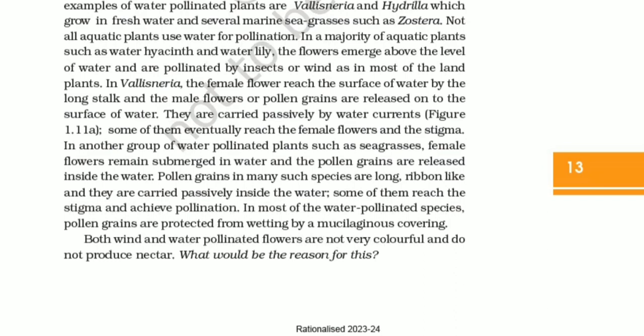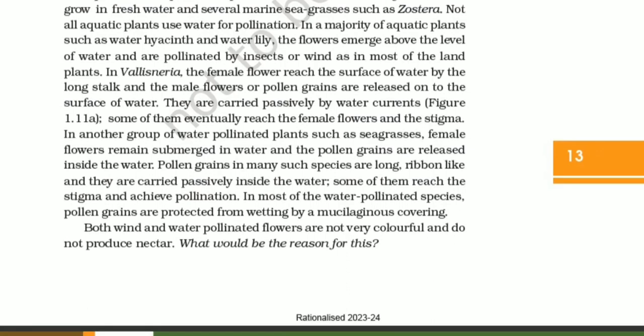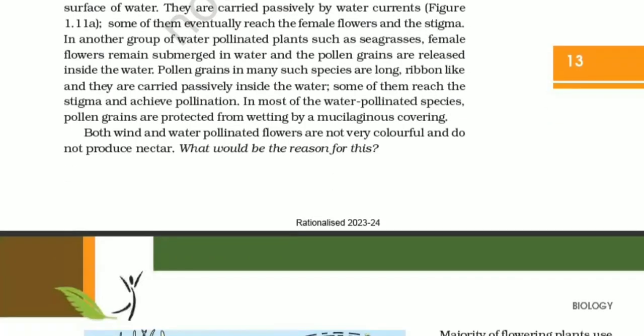In another group of water-pollinated plants, such as sea grasses, female flowers remain submerged in water and the pollen grains are released inside the water. Pollen grains in many such species are long, ribbon-like, and they are carried passively inside the water. Some of them reach the stigma and achieve pollination. In most of water-pollinated species, pollen grains are protected from wetting by a mucilaginous covering.